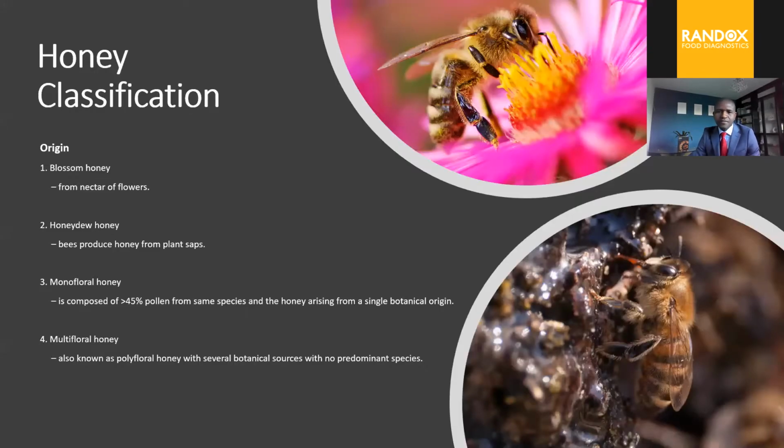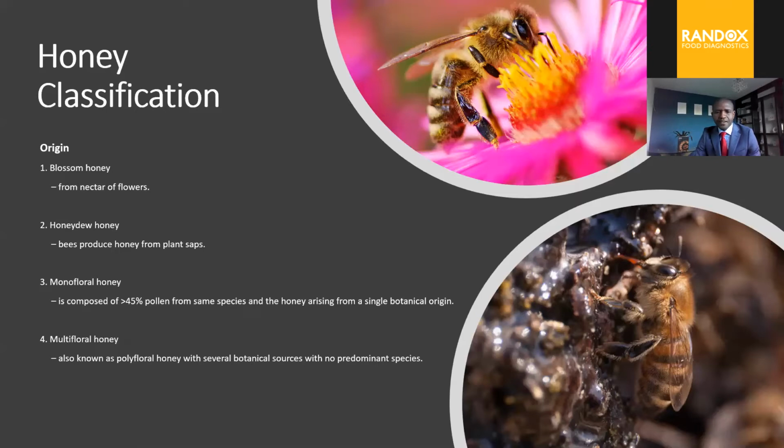Using that as a basis, you have classification of honey, the different types of honey. We have the one that we know the most, which is honey that comes from flowers. This is mainly called blossom honey, from the nectar of flowers. And then we also have honeydew honey, which comes from secretions from parts of plants. This comes out as sap that is secreted from parts of plants.